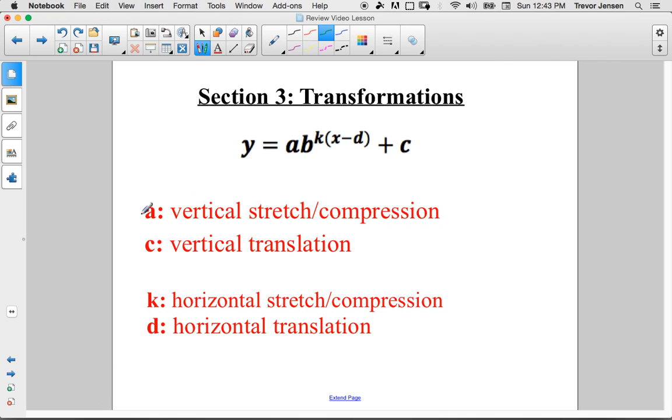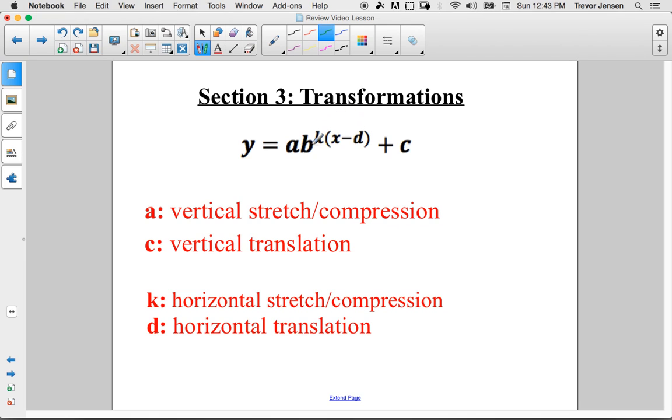Don't forget a values will do vertical stretch or compression, and also a vertical reflection if it's negative. C values are going to shift it up or down. K values are going to cause horizontal stretches or compressions, and also a horizontal reflection if it's negative. And d values are going to do shifting right and left. Please notice that all the k and d are the horizontal transformations. A and c are vertical.